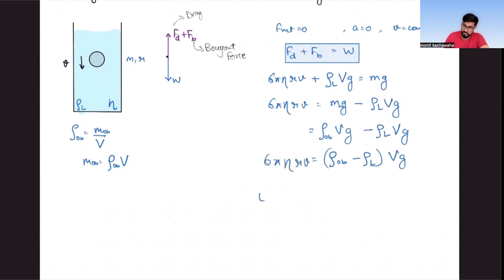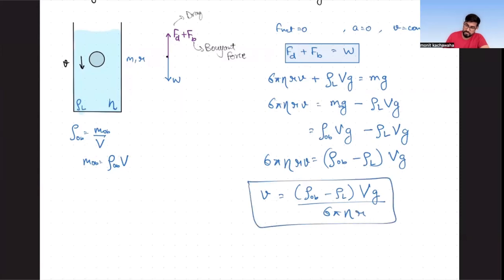So if I want to find out v, that is the terminal velocity, I will divide by 6 pi eta r on both sides. So it will be rho object minus rho liquid, capital V times g, divided by 6 pi eta r. So this will be your expression.